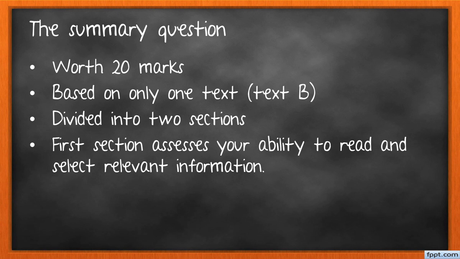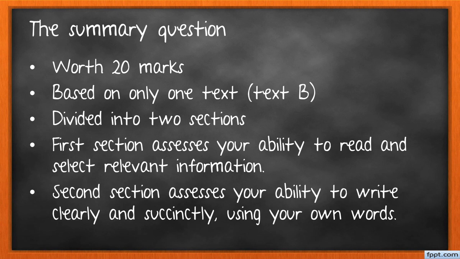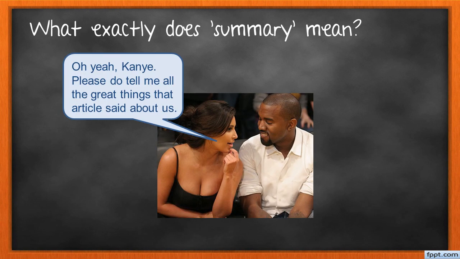So the first section assesses your ability to read and select the relevant information. So you go through and you're picking out the facts. Whereas the second section, part B, assesses how well you use that information that you've just selected in part A to write clearly and succinctly using your own words.